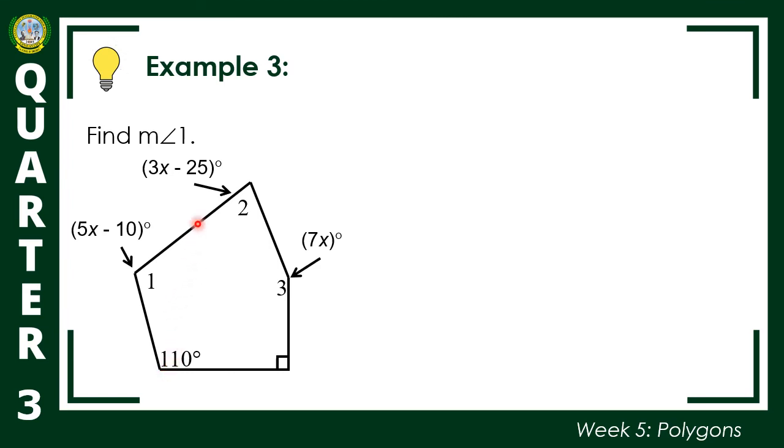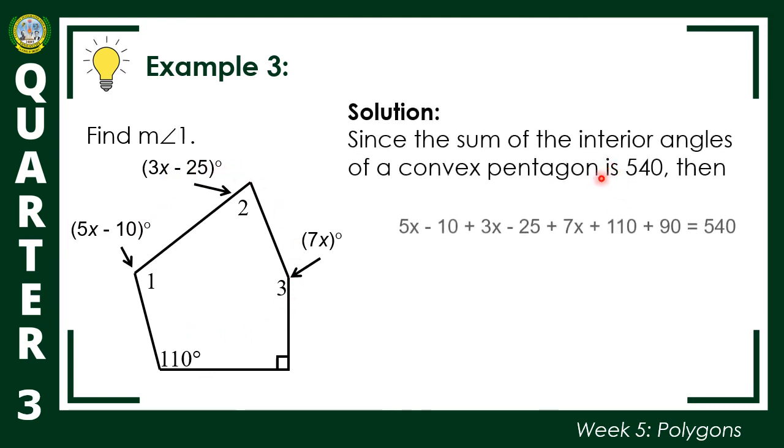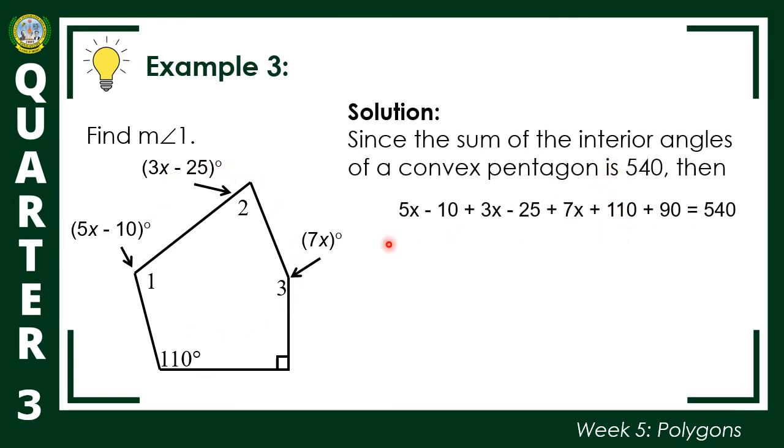So, ang gagawin po natin ay ipa-plus natin lahat to. And then equal siya sa 540. Okay, so 5x minus 10 plus 3x minus 25 plus 7x plus 110 plus 90 equals 540. So, napakahaba ng equation. Ang first step nga po ng solving equation is to simplify the equation if possible.